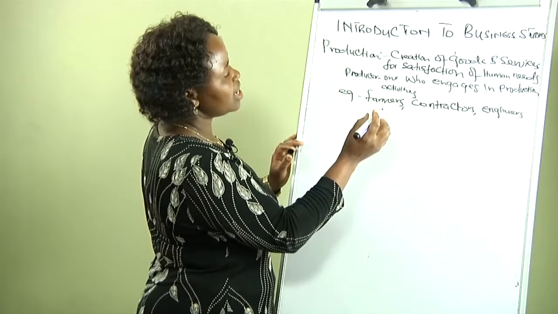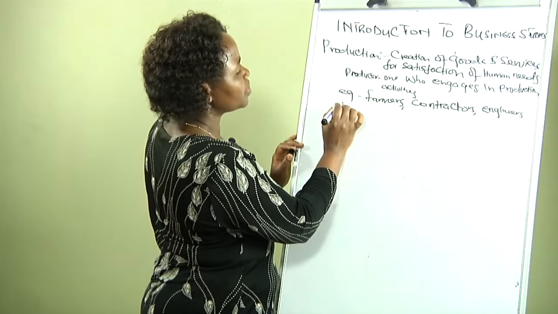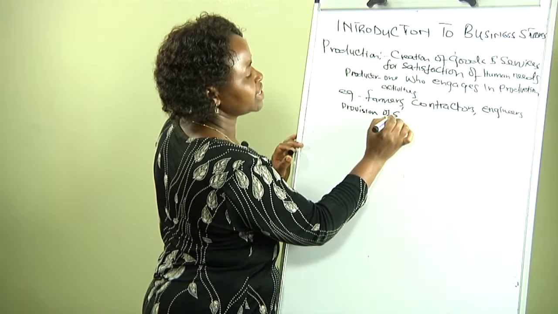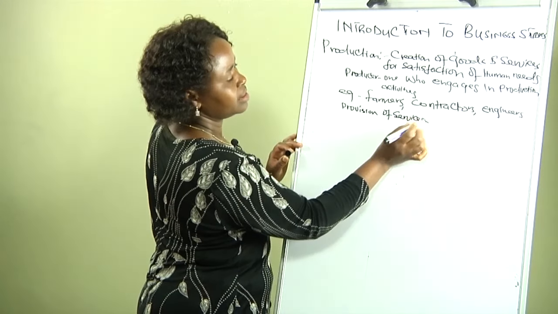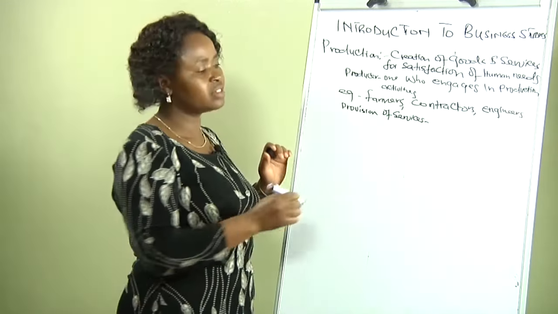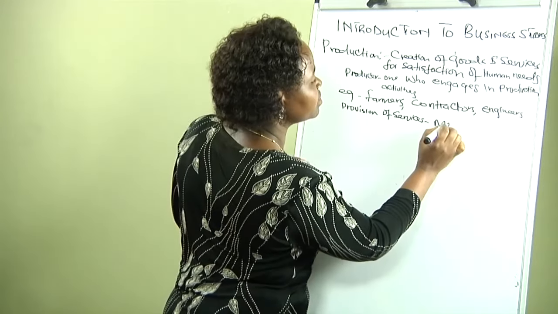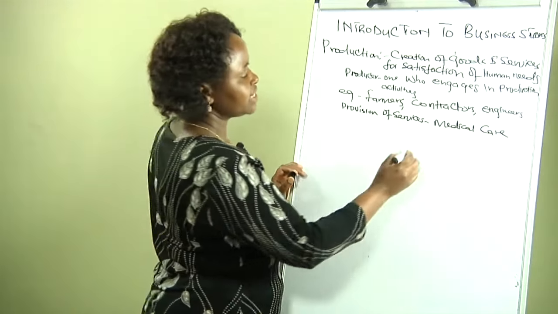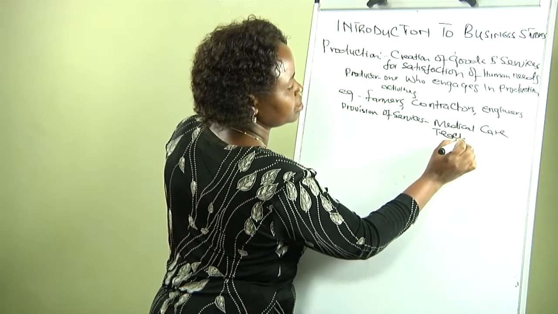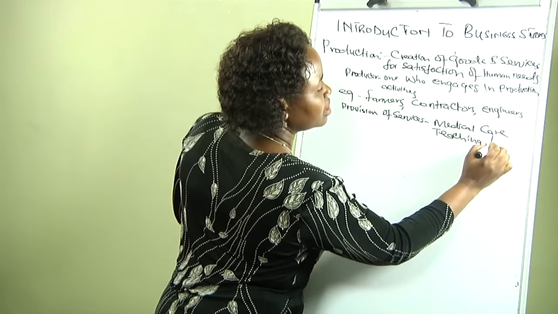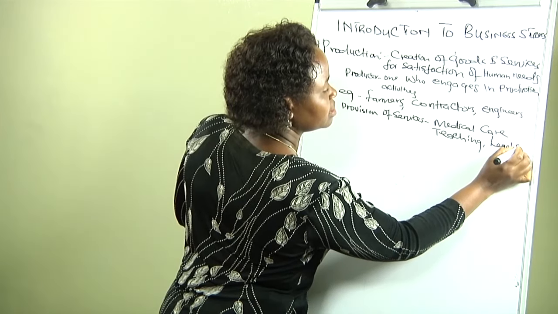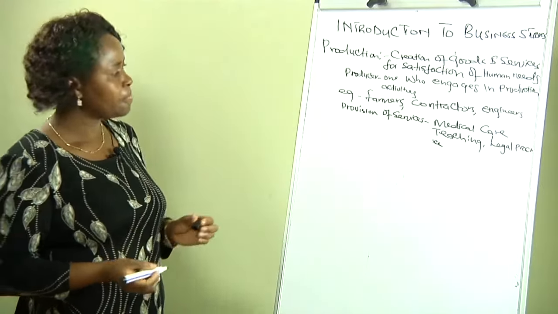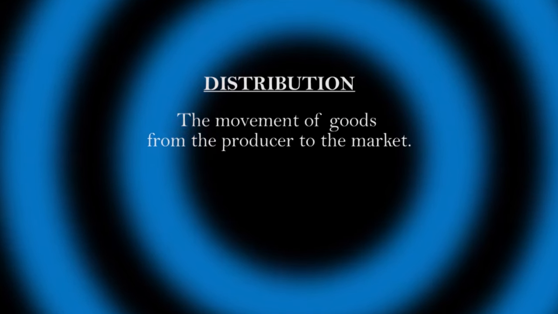When we come to production, there are also people who provide. It also includes provision of services. The provision of services include areas such as medical care, services such as teaching, legal practice, banking, insurance. Thirdly, we have the term distribution.